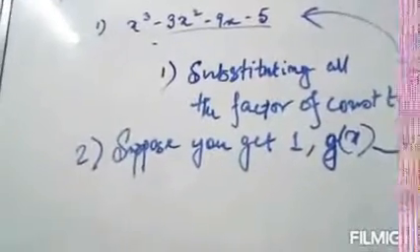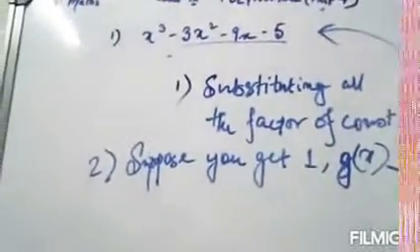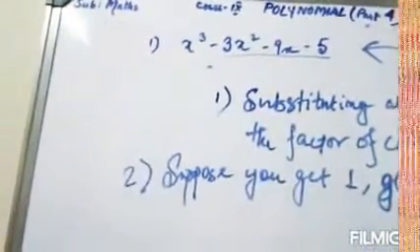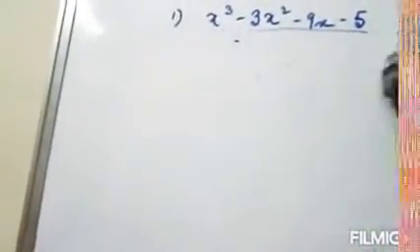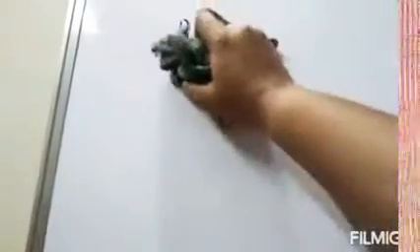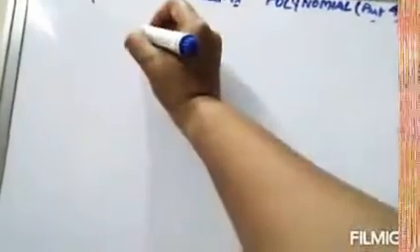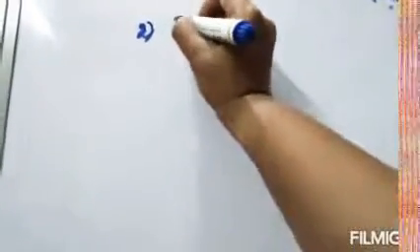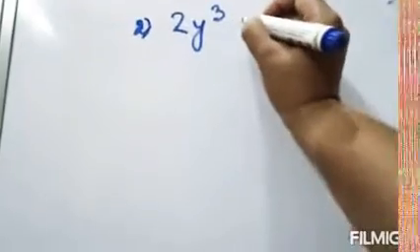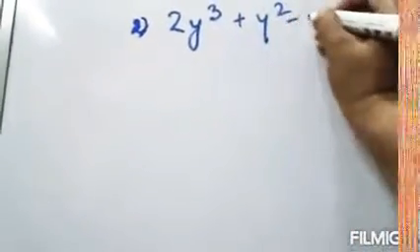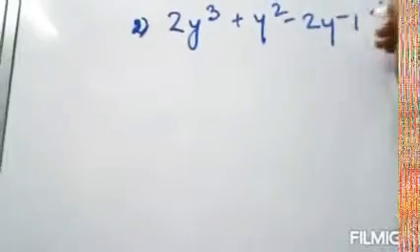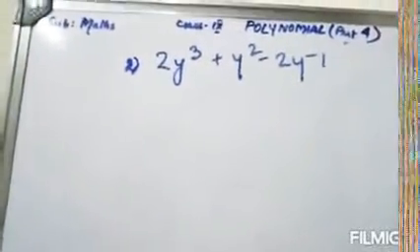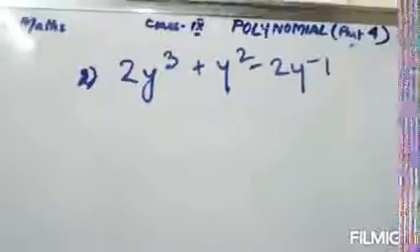And suppose I'll show you another one. This was a simple one and the leading term did not have any coefficient. And suppose it has a coefficient, how will you do that? Suppose your question is like this, which is given in your textbook only: 2y cube plus y squared minus 2y minus 1, correct? And now you are told to find the factors of the polynomial.